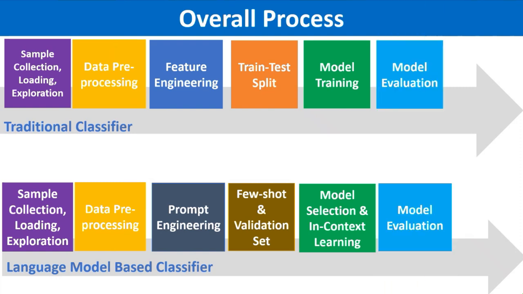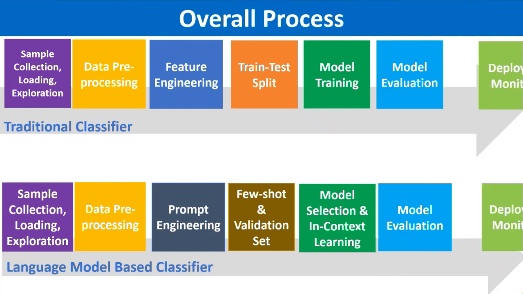Then comes the model evaluation. In a traditional classifier, evaluation typically includes metrics like accuracy, precision, recall, and F1 score on the test set. This step is iterative as model adjustments are made to improve performance. In a language model-based classifier, similar evaluation metrics are used, but the focus is on validating prompt effectiveness and in-context learning quality. Adjustment may involve refining the prompt rather than retraining the model.